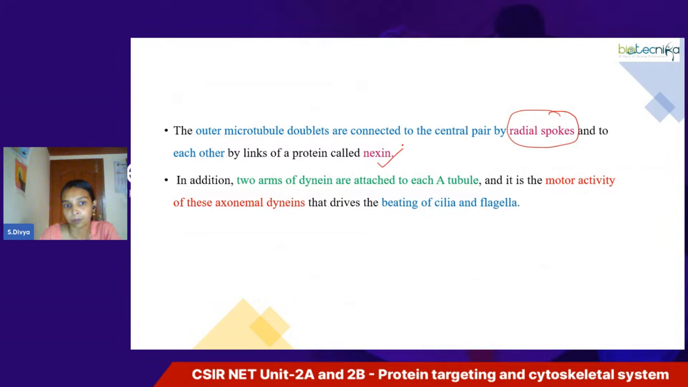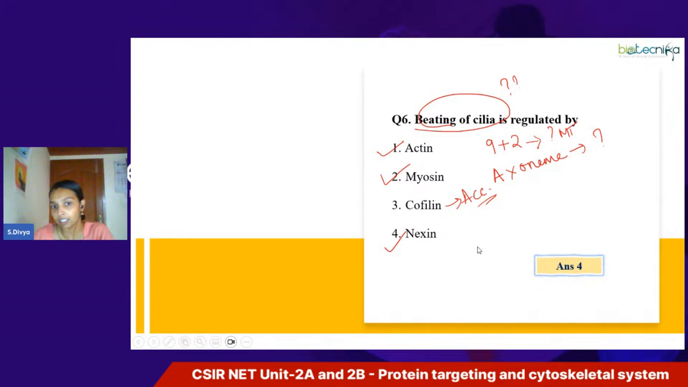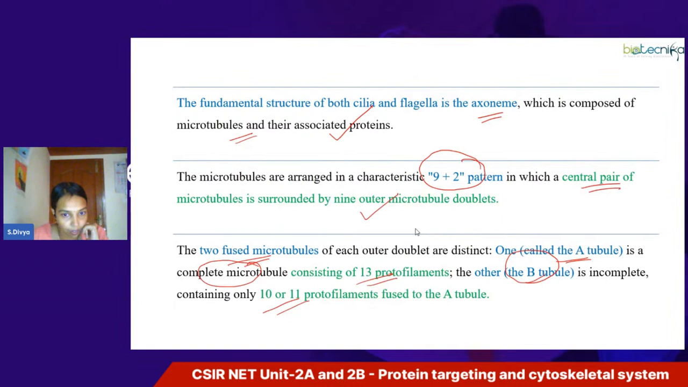No doubt, dynein is responsible for carrying out the motor activity. Okay, that is correct. But in this question, we don't have dynein as an option. So a closely related answer is what? We can call it nexin. We cannot call it cofilin, neither myosin, nor actin. So what is left for us? Nexin. Sometimes you won't get a direct answer, but you have to link the answer with your understanding. This is an example of one such question. I hope this clears it for whoever was having the confusion.